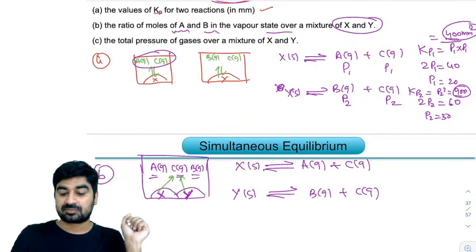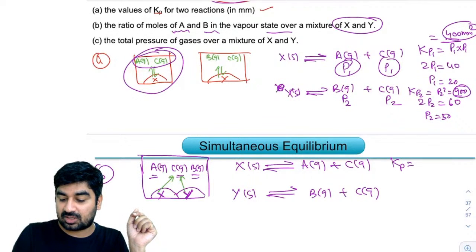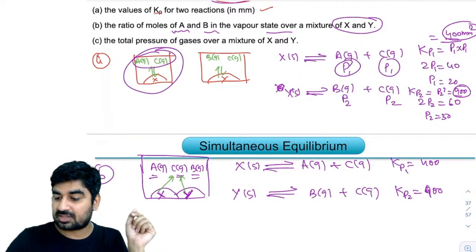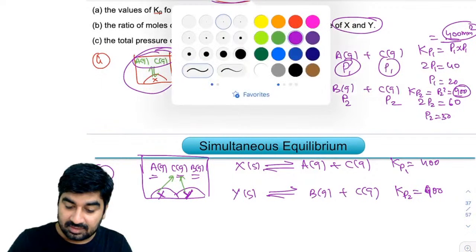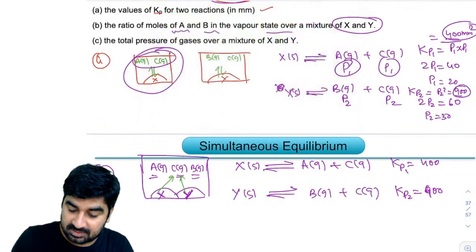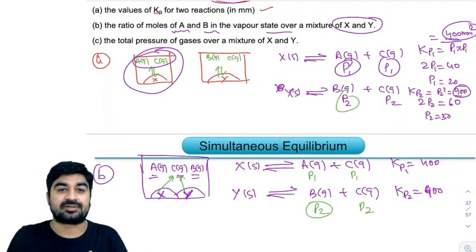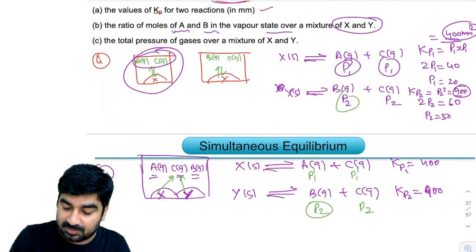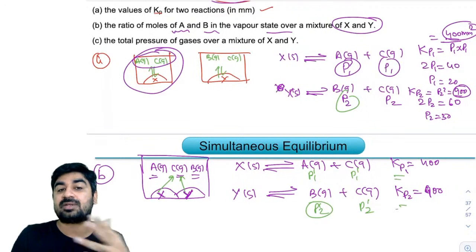Now there is one problem. This P1 was the pressure when it was alone. Now it is not necessary. But one thing is clear, because temperature is constant, Kp1 would be 400, Kp2 would be 900. Okay guys, this is not going to change. So here, if I'm writing again, suppose I'm writing P1, P1, P2, P2, this P2 and this P2 would be different. So I should write P1 dash, P1 dash, P2 dash, P2 dash. Because now it depends. Kp will be same because temperature is not changing.